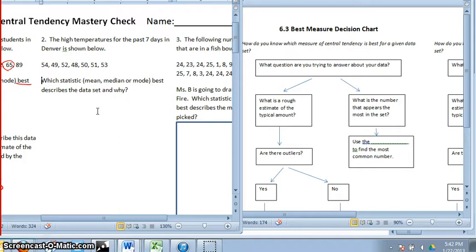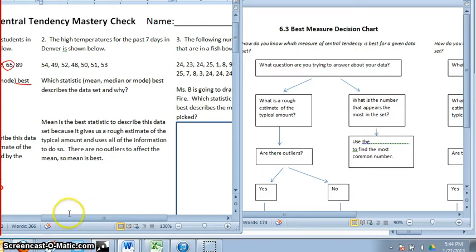Again, we're looking at some temperatures. We want to know a rough estimate of the typical temperature. So again, we're going to go to the left side of this decision chart. So we ask then, are there outliers? Well, 54, 49, 52, 48, 50, 51, 53, those are all pretty close together. So no, there are not outliers. And when that's the case, we want to use the mean, because the mean tells us a rough estimate of the typical amount by using the most information. It uses all of those numbers when you calculate the mean.